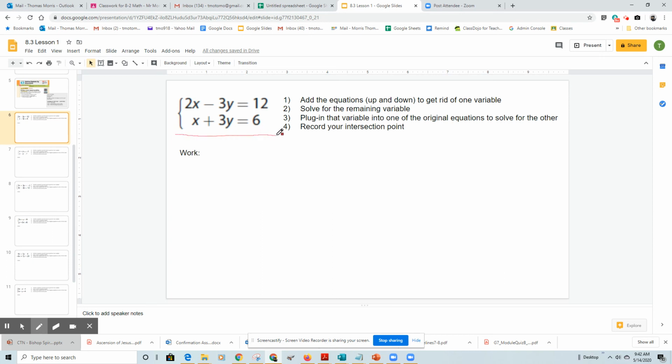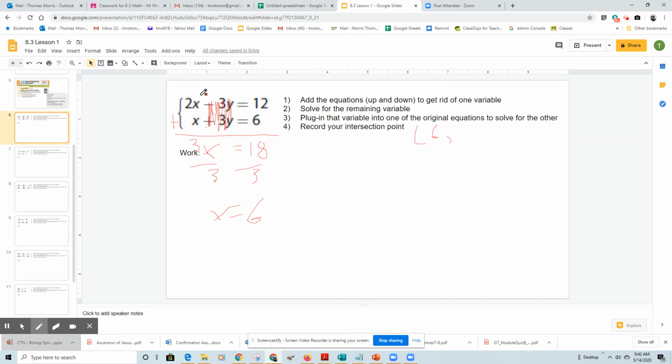So think of this as an old school addition problem, vertically up and down. Take a look at what's going to happen here. You have a negative 3y and a positive 3y, and those cancel each other out. Now you're left with 2x plus x, which is 3x, and 12 plus 6, which is 18. Now you're solving for x only. Divide both sides by 3. X equals 6. So I know that's the first part of my intersection point.